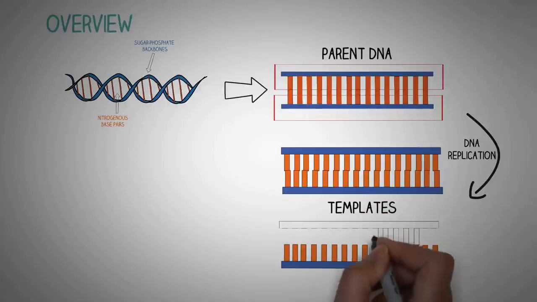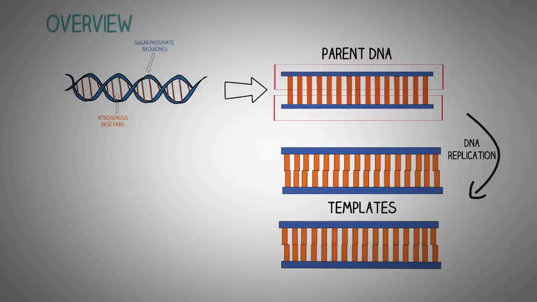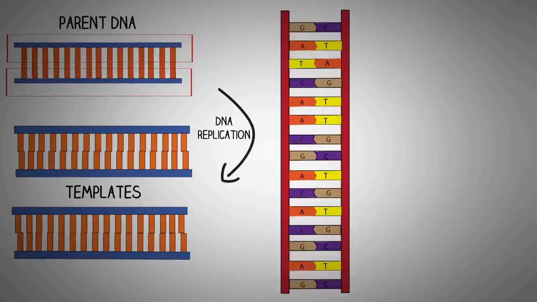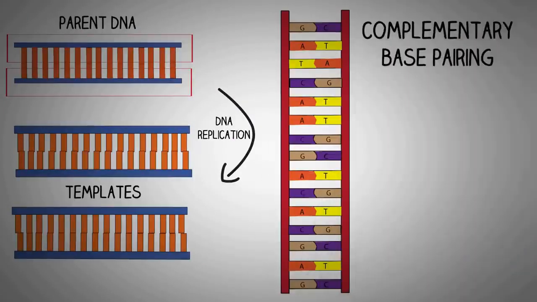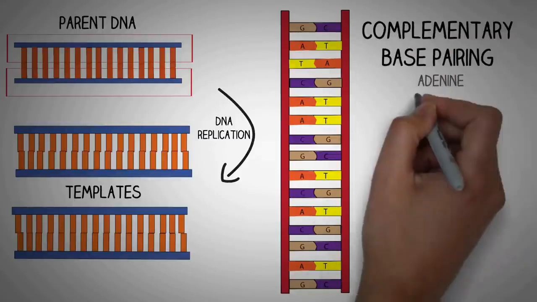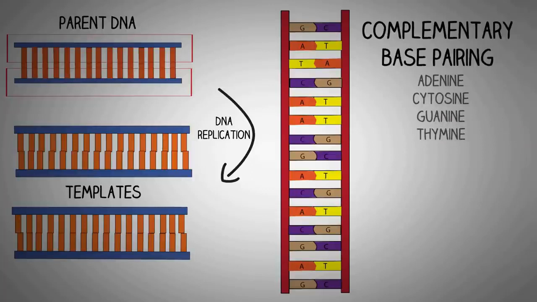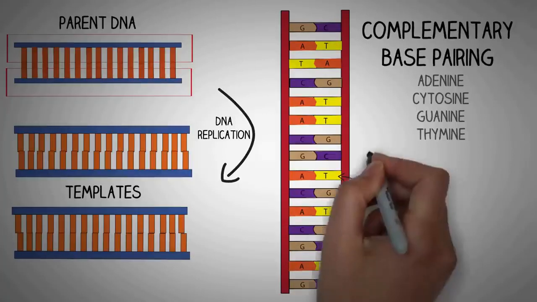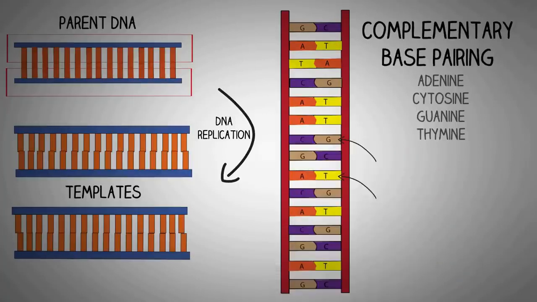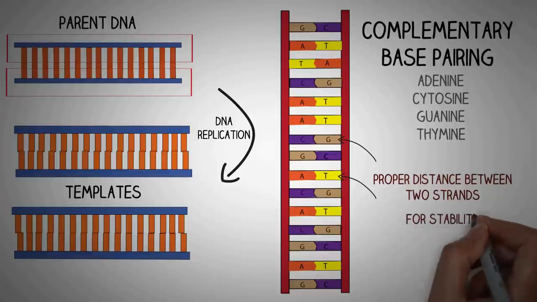Now this process is made possible by the concept of complementary base pairing. We discussed complementary base pairing in detail in the previous videos, and in a nutshell, the DNA consists of 4 nucleobases, which are adenine, cytosine, guanine and thymine. In the structure of the DNA, the base adenine always pairs with the base thymine and the base guanine always pairs with the base cytosine. This is called Chargaff's rule of DNA complementary base pairing. This is done to maintain a proper distance between the two strands and also maintain a proper stable structure of the DNA helix.